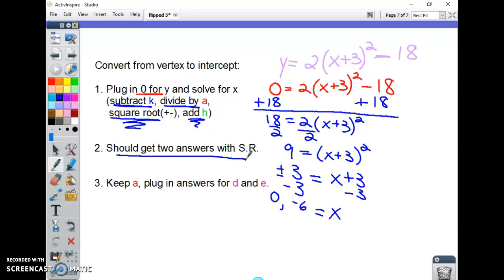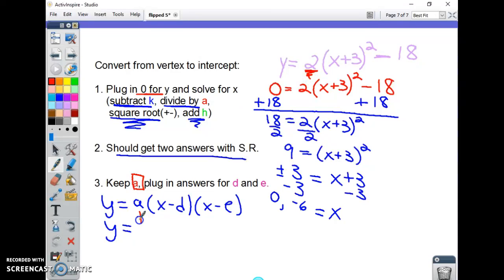So next step is we keep our a value. Remember, our general form for the intercept form is y equals a times the quantity x minus d, times the quantity x minus e. That's what we have to do. So next we're going to plug in all of our values, including a. We can find a back in the original problem right here. We're going to keep that as we plug in. So that's going to be 2.